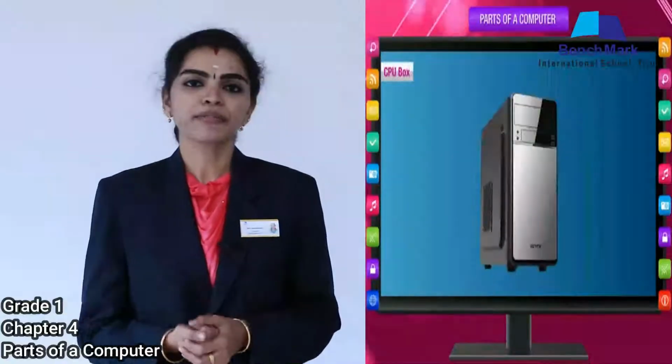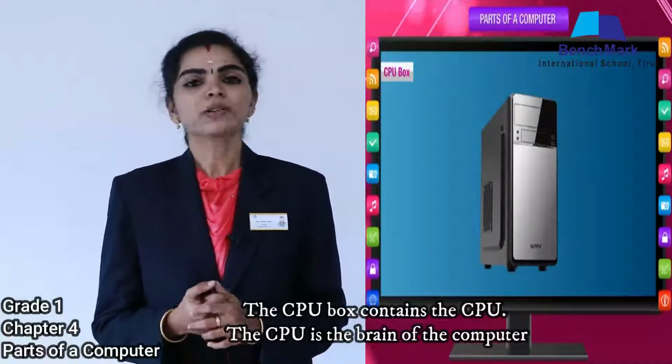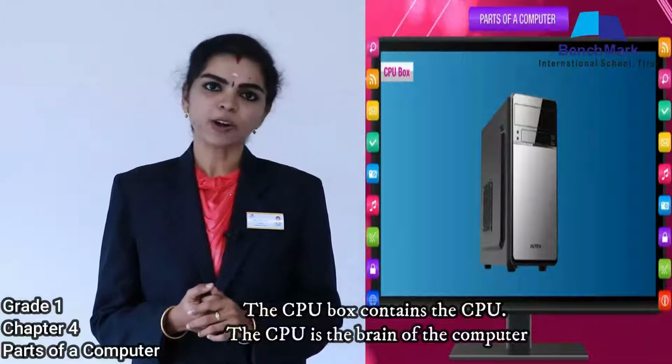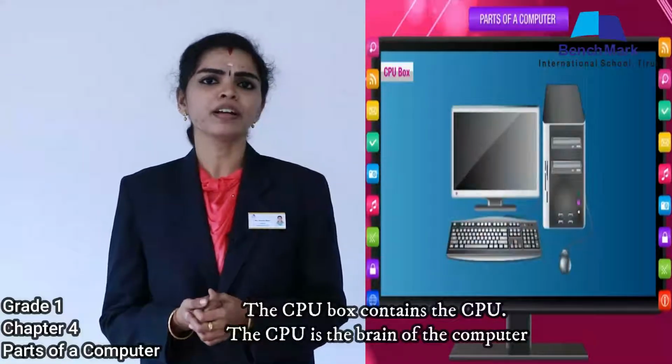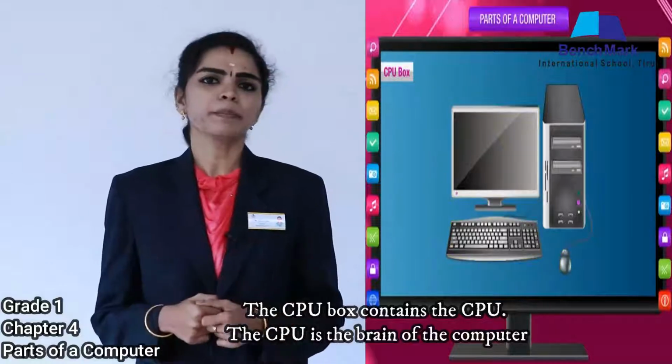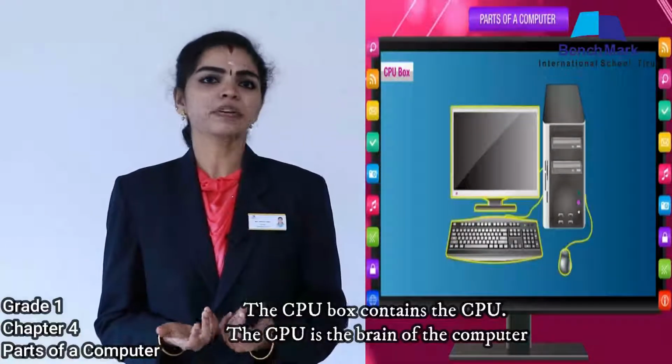The last, final and important part of computer is a CPU. So what is a CPU? CPU is also called brain of the computer. Why do we call it the brain of the computer? Because all other parts of a computer are connected to CPU and CPU controls all the parts of a computer.